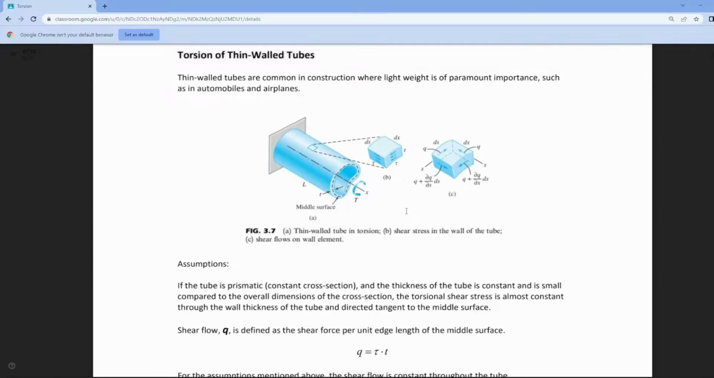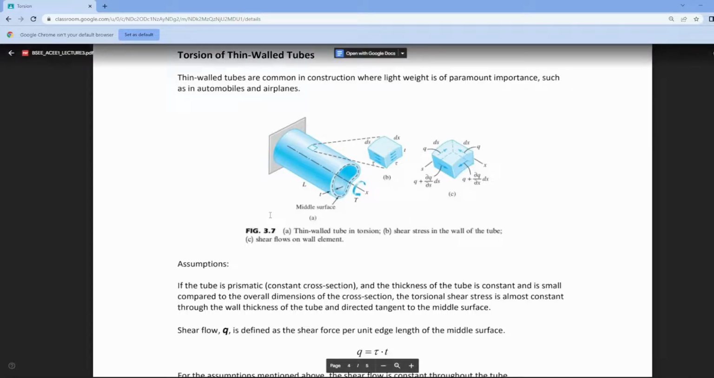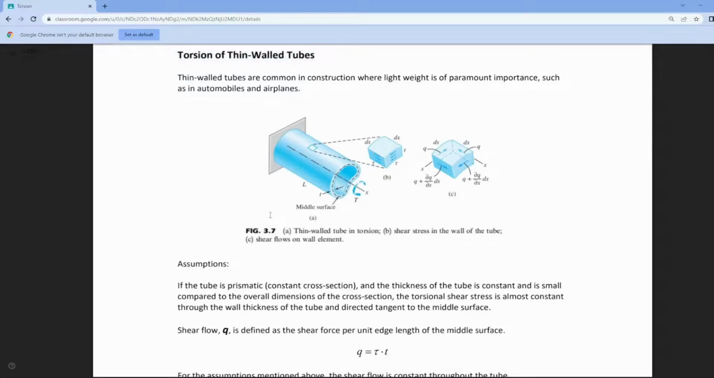Earlier, our shaft was solid. There was also a hollow one but still thick. Here, it is thin-walled, thin. In figure A, you have a thin-walled tube in torsion. As you notice, it is thin. And here you have the thickness of your tube, denoted by T.